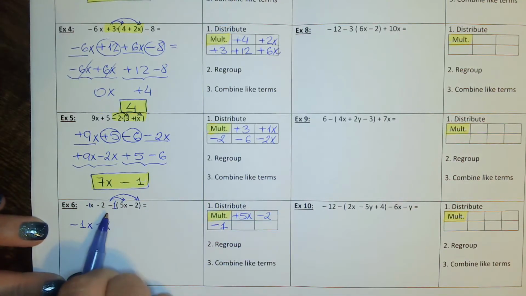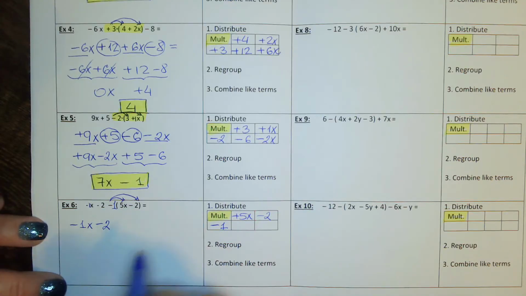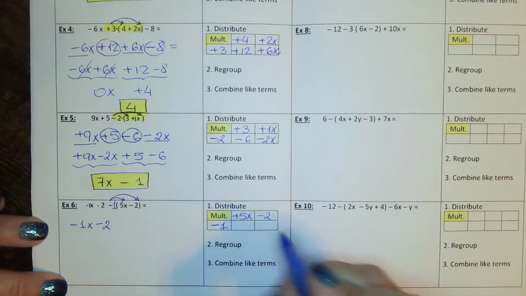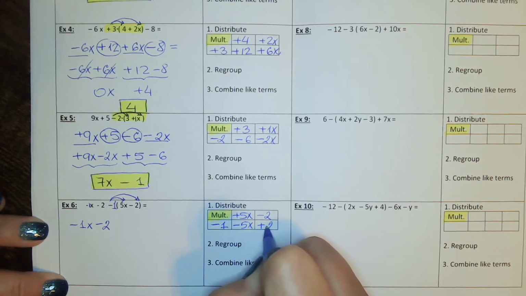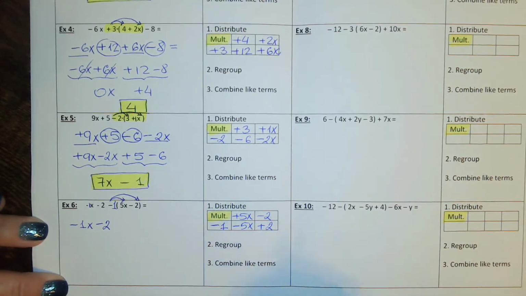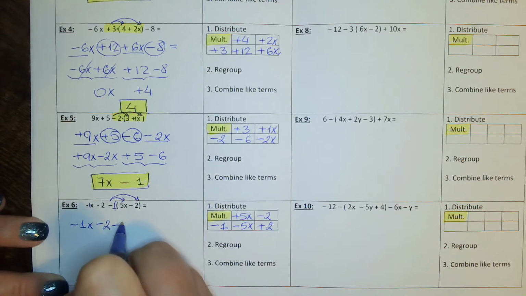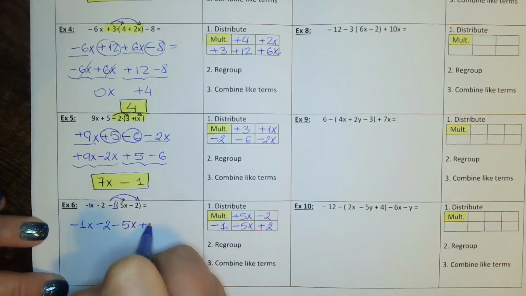So the negative sign is actually -1, or negative, multiplied by 5x, and -1 times -2. Negative times positive, -5x, negative times negative, positive, 1 times 2, 2. So the answer for my distribution will be -5x plus 2.